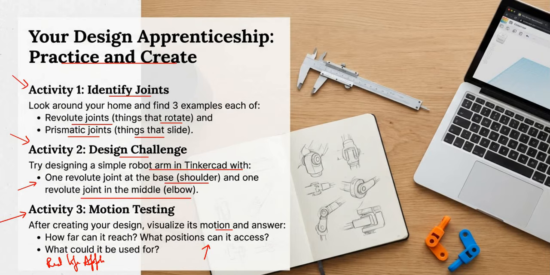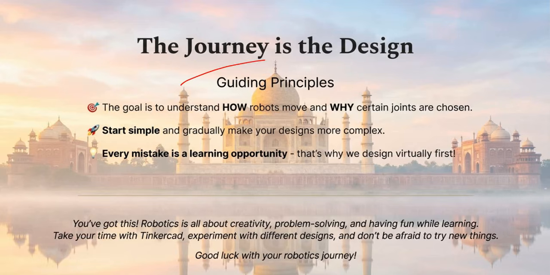Okay, think about it. So, your design journey has already started. I can feel you students thinking about the various steps I have talked about, right? That's it. You have started the process. Some of the guiding principles: remember the goal is to understand how robots move and also why certain joints are chosen. Remember, which I have been repeatedly telling you, you have to start simple and gradually make your designs more complex. Remember, every mistake is a learning opportunity.